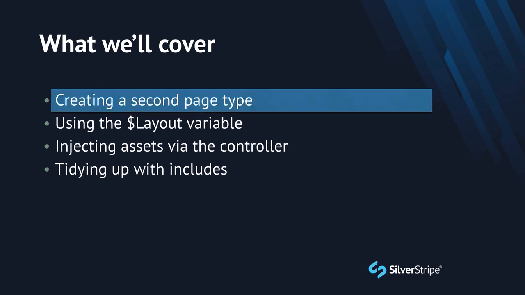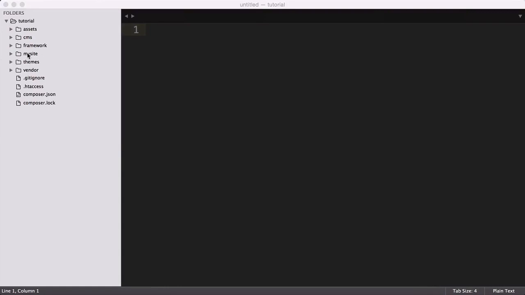So let's start by creating that second page type. Now, as I said, this is going to be based on our home page, so we're talking about the home.html document in our static folder. In order to create a new page type, we first need to add a PHP class to represent it. Having a new class will give us the option of creating this page type in the CMS.